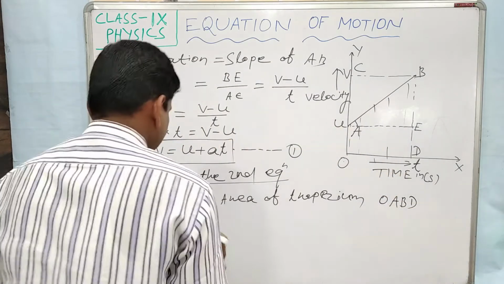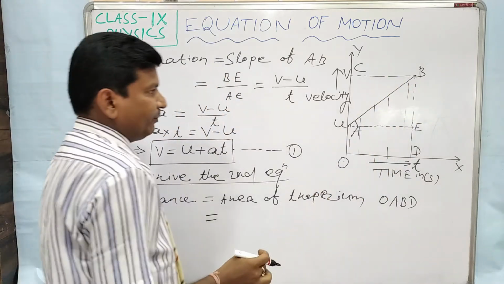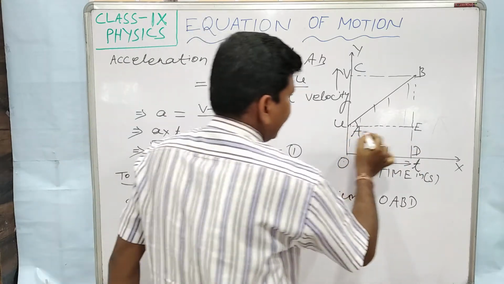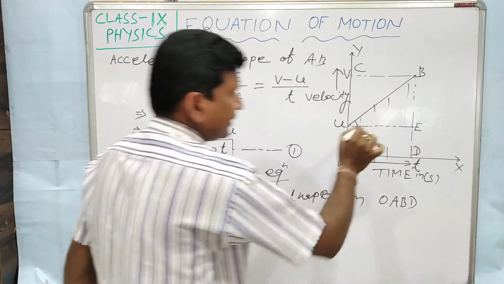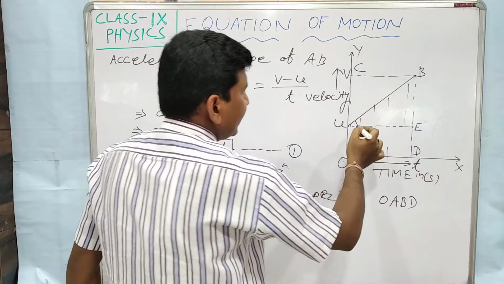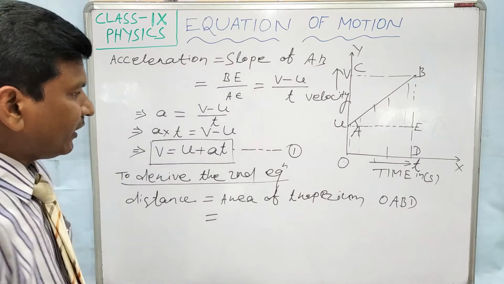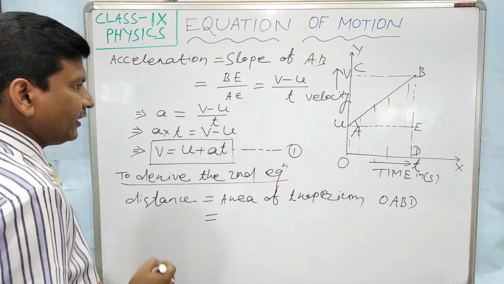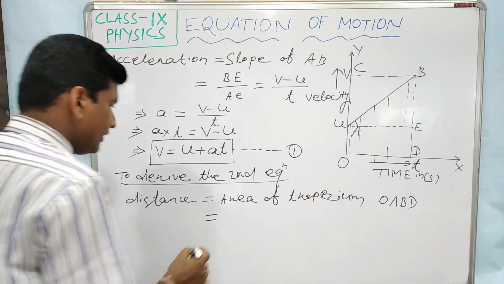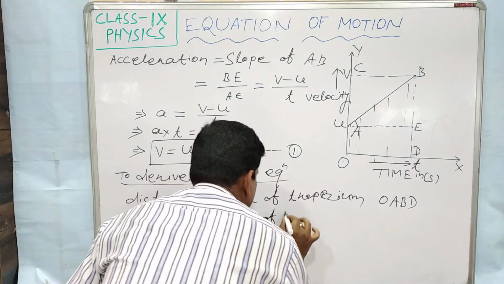OABD. That is equal to, if you divide this area of the trapezium, it is coming like the area of a rectangle. AEDO is a rectangle, and again the area of a triangle. AEB is the triangle. So in place of the trapezium, now we can write over there area of the rectangle plus area of the triangle. So now write area of rectangle.